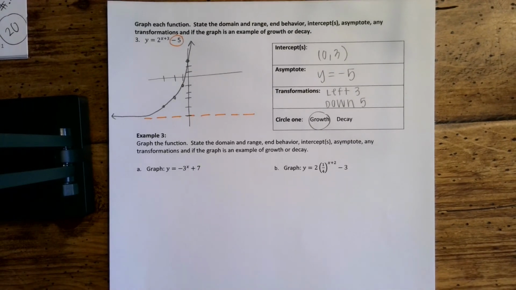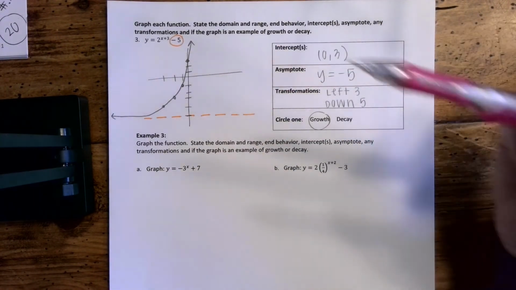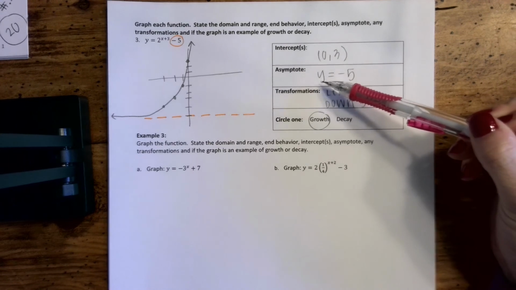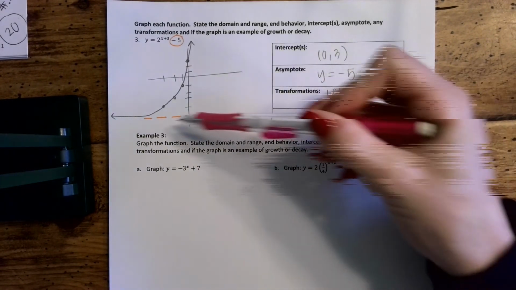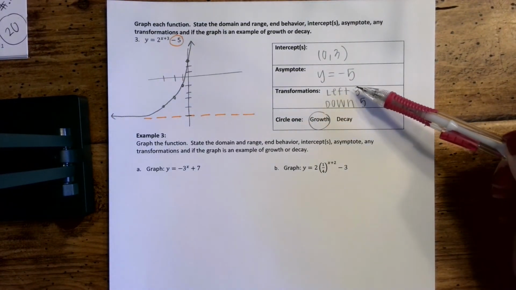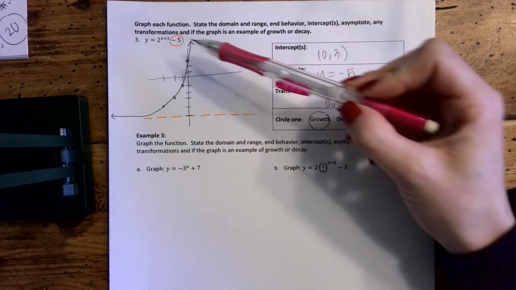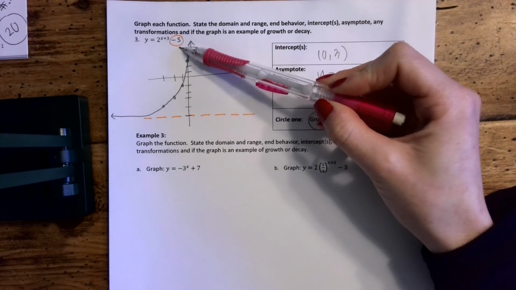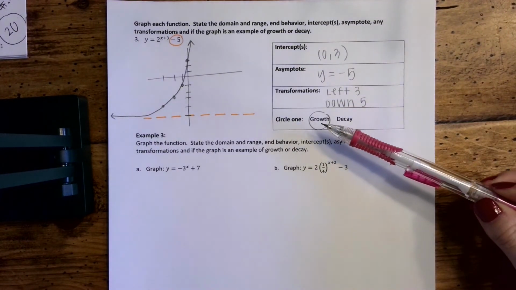All right, here are the answers to those characteristics. The intercept was at 0, 3. It was up here at 0, 3. My asymptote was at y equals -5. So going across here at -5. Transformations, we went left 3. That came from the +3 with the x, and down 5, which came from that -5. And the 2 was the base, so it just told me growth.